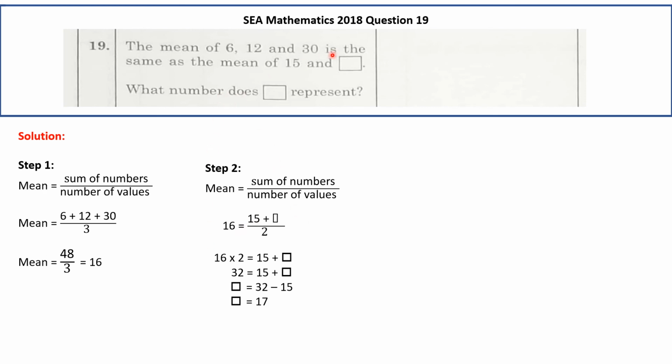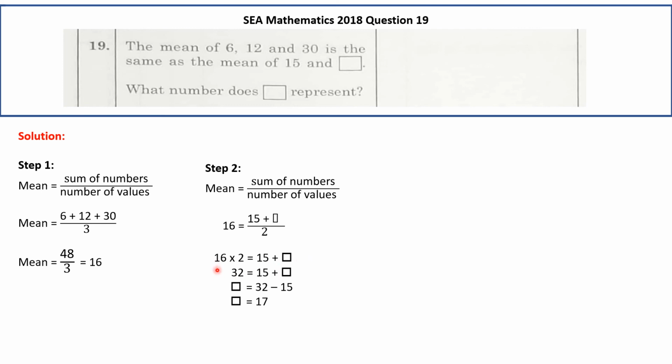So if they're saying that the mean of these 3 numbers is the same as the mean of 15 and another number, and the mean of the first three numbers is 16, then we substitute and put 16 is equal to 15 plus the box, that we don't know, divided by 2 because it's only two numbers. When we put in those values, now we can find the box. It's like finding the sum of numbers again, so we multiply the mean by the number of values. So 16 multiplied by 2 is equal to 15 plus the box, which we don't know.